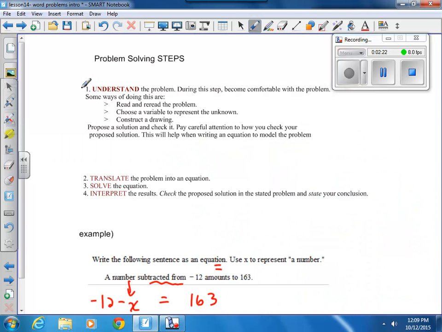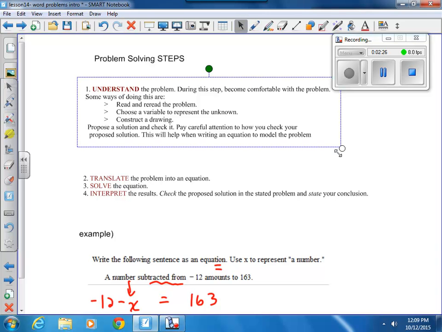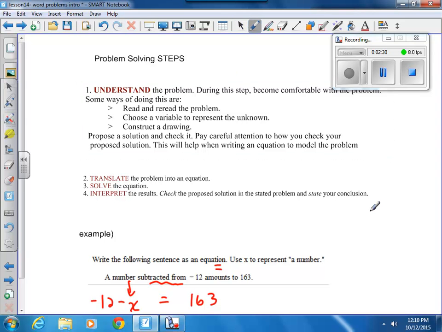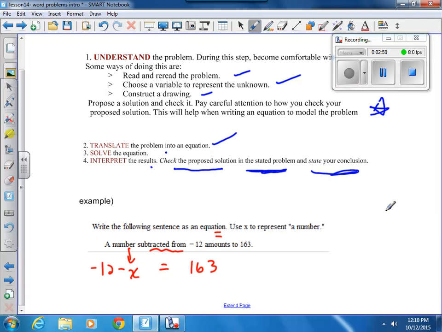Here we go. Let's dive into our practice. So this is just general strategy for all word problems. Read and reread the problem, read it a couple times. Choose a variable to represent the unknown and construct a drawing if helpful. And then propose a solution and check it. Translate the problem into an equation and solve the equation and interpret the results and check that your proposed solution in the stated problem and state your conclusion. So it sounds like a lot, but we'll see it's not that bad.